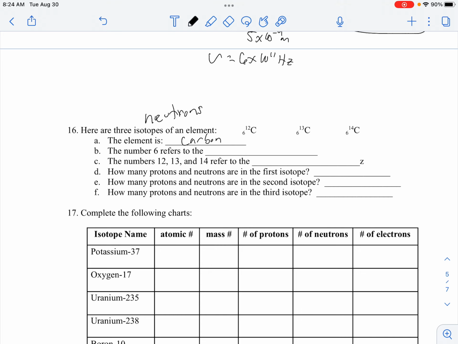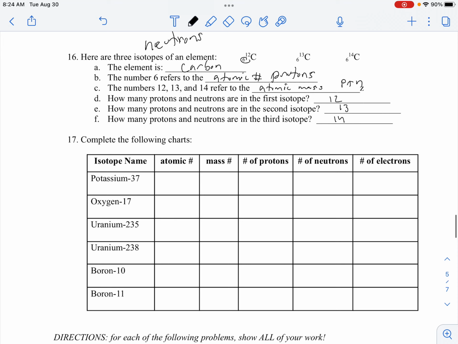So C is carbon. 6 refers to the atomic number, which is the number of protons. So notice they all have 6 protons. If we change the number of protons, we change the identity of the element. So if we add a proton, it's going to change it to nitrogen. 12, 13, 14 are the atomic mass, or protons and neutrons. So protons and neutrons would be 12, protons and neutrons would be 13 and 14.